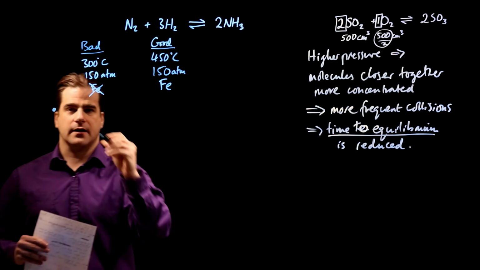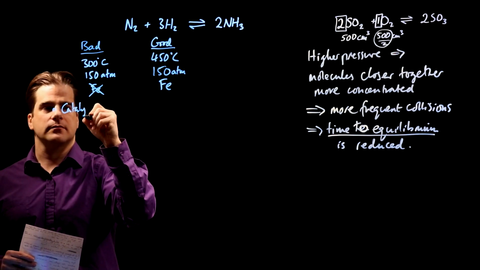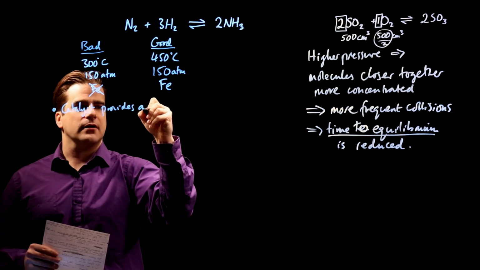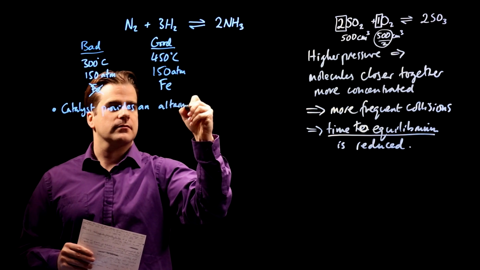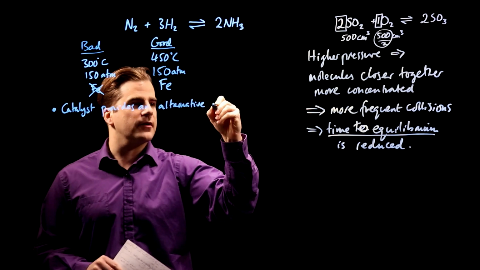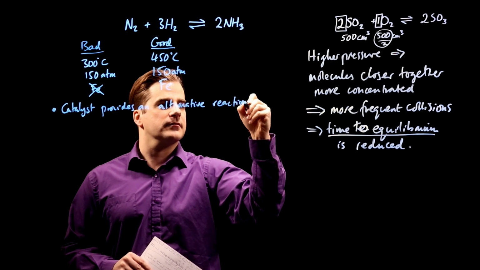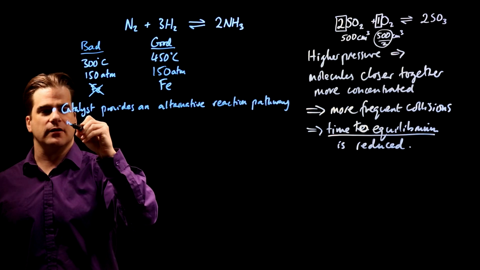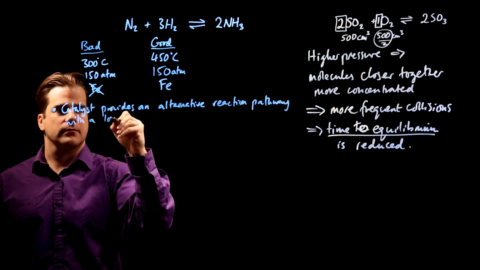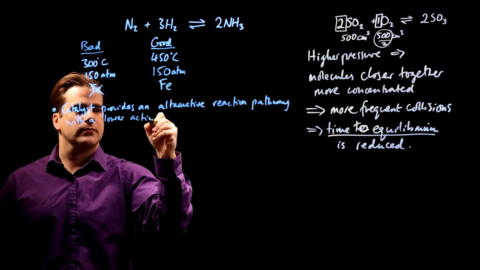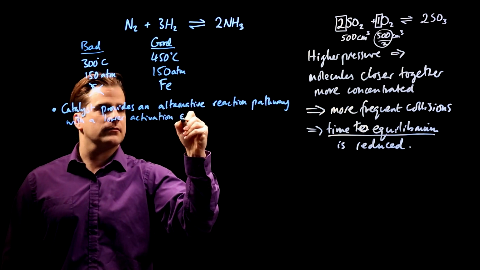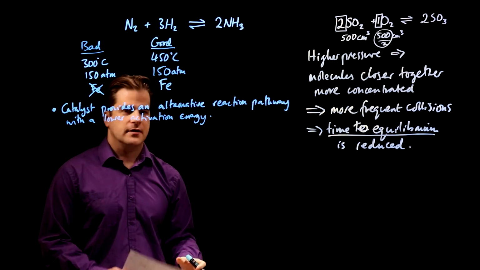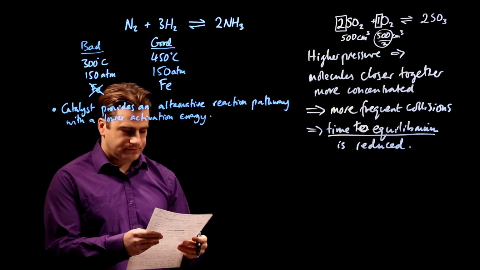So write, a catalyst provides an alternative reaction pathway with a lower activation energy. Okay, probably got a mark straight away, 1 out of 6. Good.